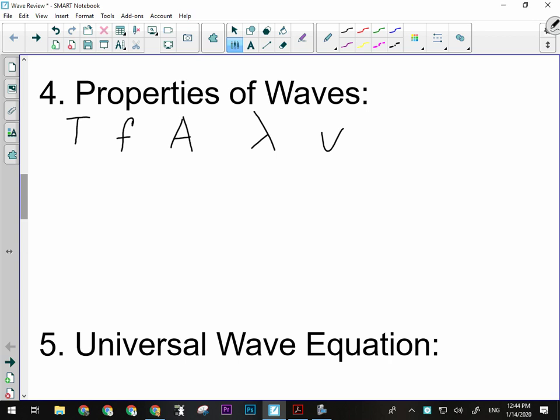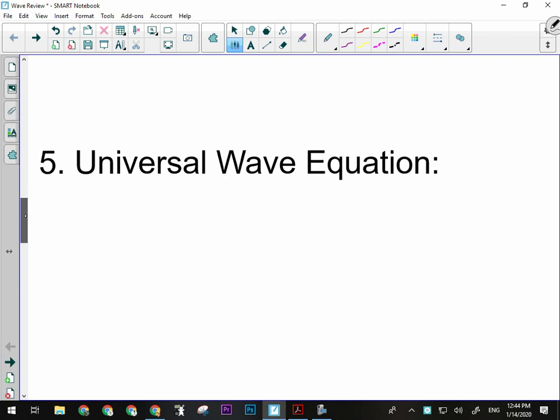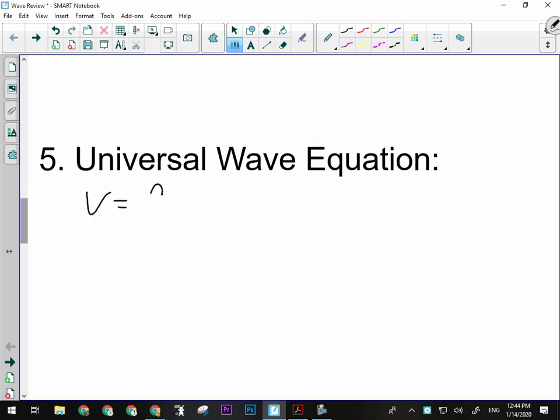Properties of waves, kinds of waves, things like that. Now, universal wave equation. So v equals f times lambda, or lambda over T. Only this version of it is on your test. Am I going to have a question that's just about the universal wave equation? Probably not. But is it going to be part of a bunch of questions? Yes. It's definitely going to be part of many questions.